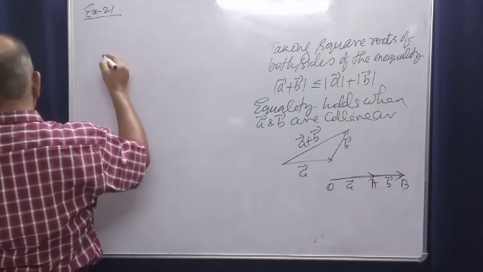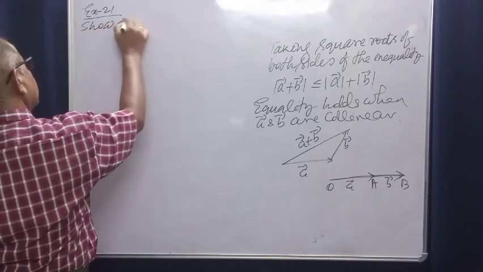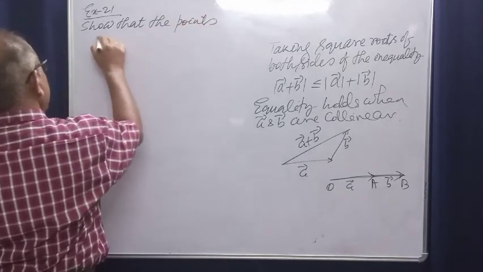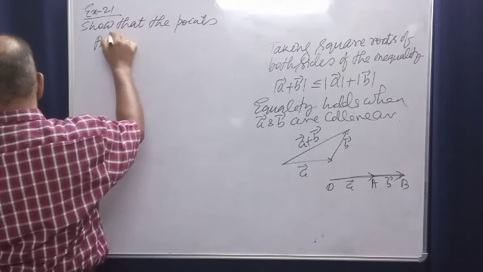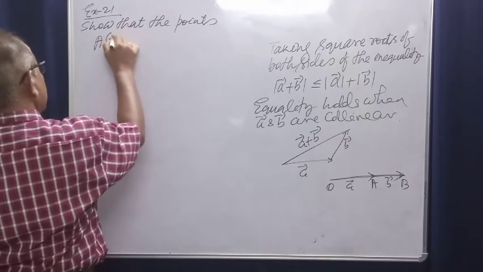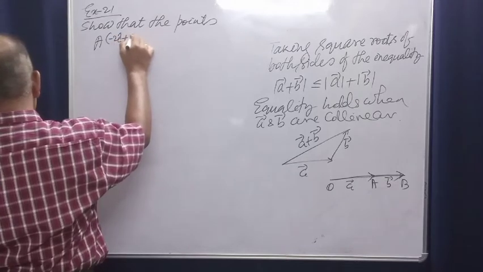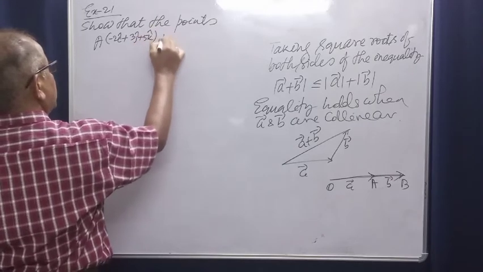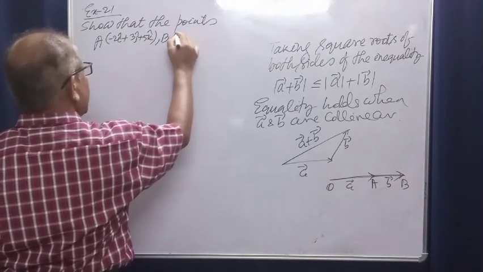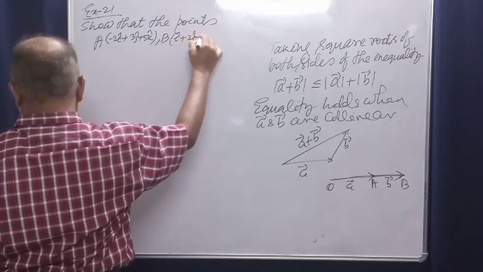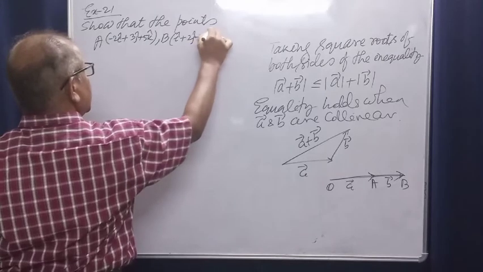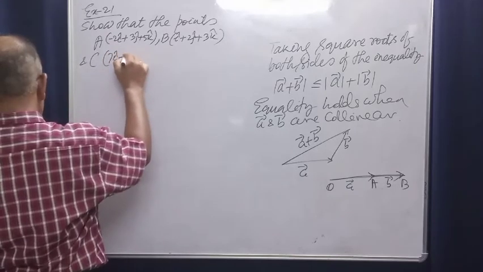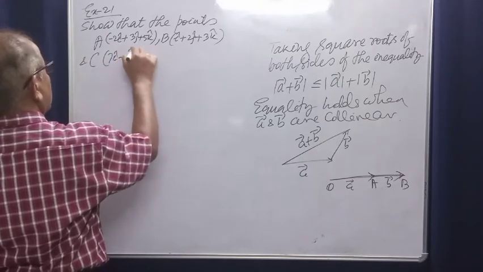21. Show that the points A with position vectors minus 2 i cap plus 3 j cap plus 5 k cap, B with i cap plus 2 j cap plus 3 k cap, and C with 7 i cap minus k cap are collinear.